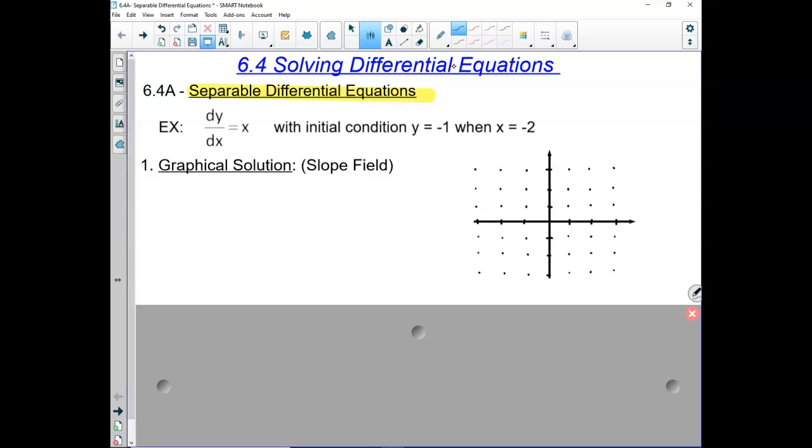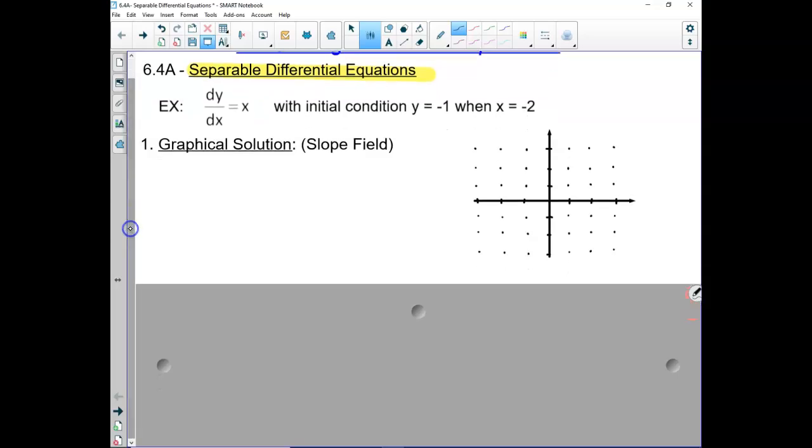So we need to think about a differential equation. What is it? Well, it's really just a derivative equation. And we solved them kind of 3 different ways, right? First of all, we graphically solved them with a slope field.